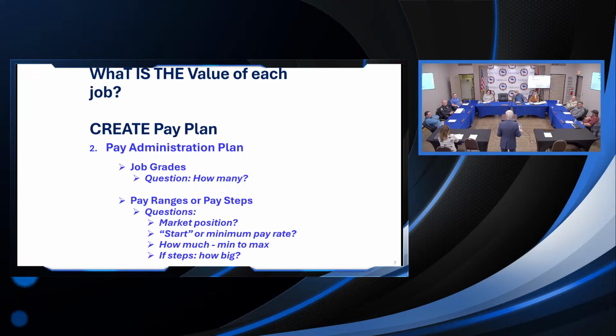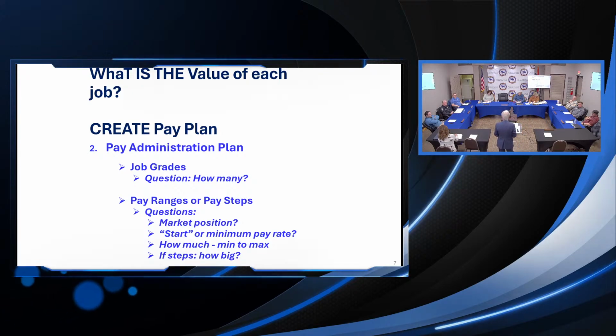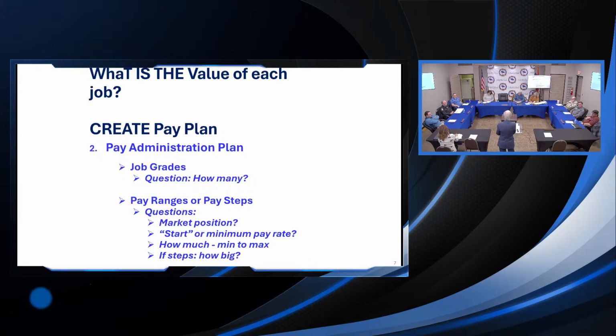I usually suggest we start at 85% of market. That market rate, by the way, represents somebody with 5 to 7 years of experience in the job. So most employers don't hire at that rate because a brand new person doesn't know where the bathrooms are, not very productive for a while. So they usually hire them at about 80 to 85% of the market rate, and then move them up to the market rate within 4, 5, 6 years. That's the plan anyway. So we usually set the starting rate somewhere around 85% of the market rate for the job.